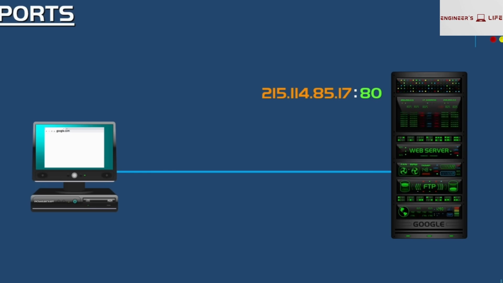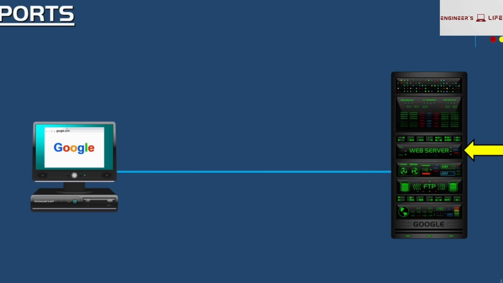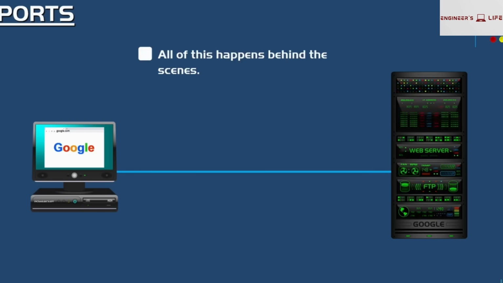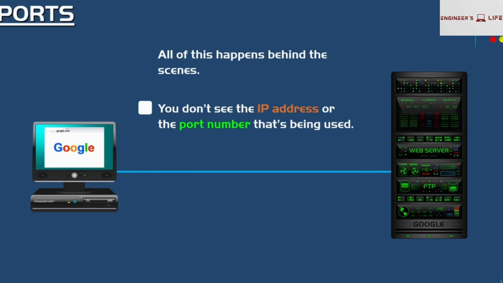Then once the server is found, the IP address has done its job. So now it's the port number's turn. And Google's web server will see the incoming request with port number 80 and will forward that request to its built-in web service so you can finally retrieve Google's web page. Now all of this is happening behind the scenes. You don't see the IP address or the port number that's being used.